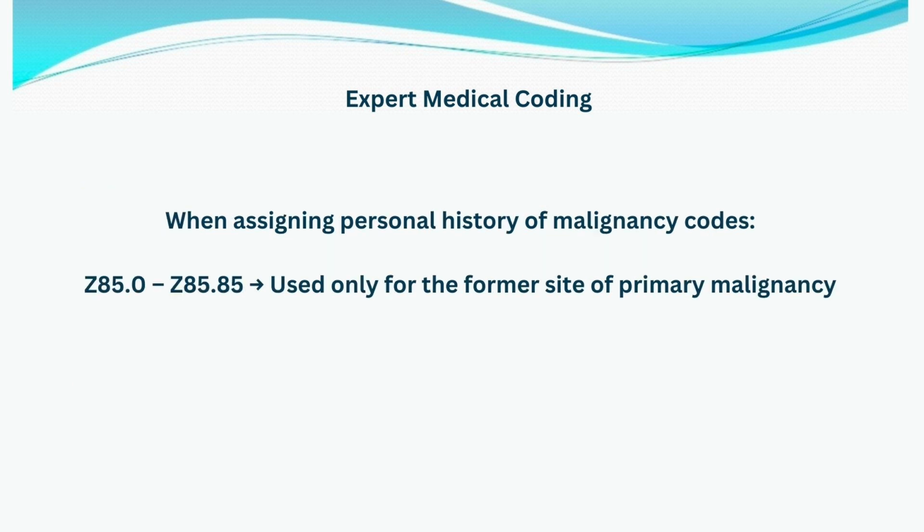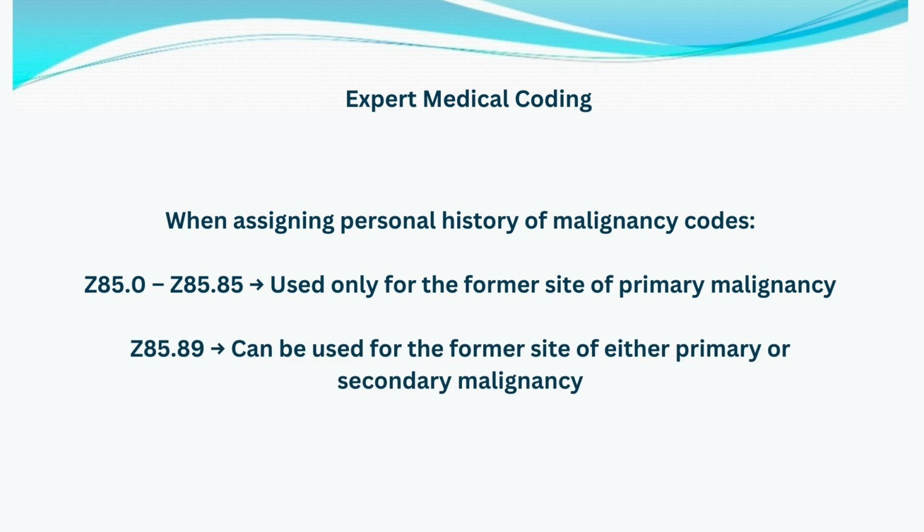So when assigning personal history of malignancy codes, the categories Z85.0 to Z85.85 are used only for the former site of primary malignancy, and Z85.89 can be used for the former site of either primary or secondary malignancy.